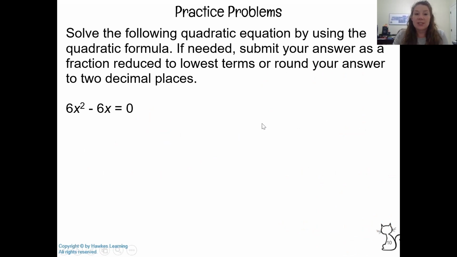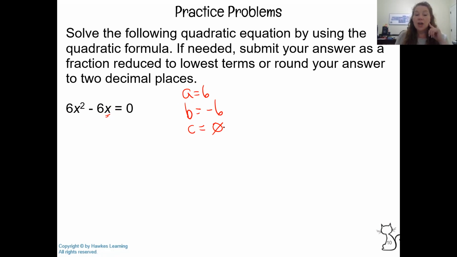All right, so it says solve the following quadratic equation by using the quadratic formula. Submit your answer as a fraction, reduced to lowest terms, or round your answer to 2 decimal places. So do you notice we have a letter a? a is 6 because it's being multiplied by x squared. b is -6 because it is attached to x raised to the first power. And then I don't see the letter c. Well, if you don't have a letter c, that means it has to be 0.